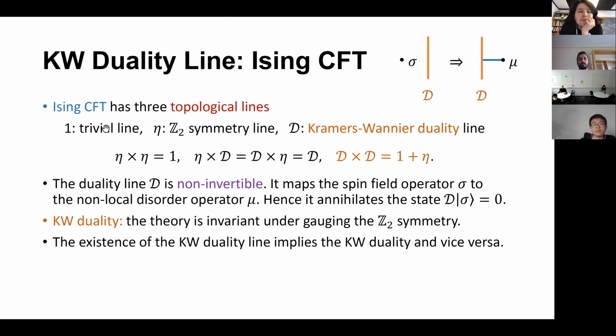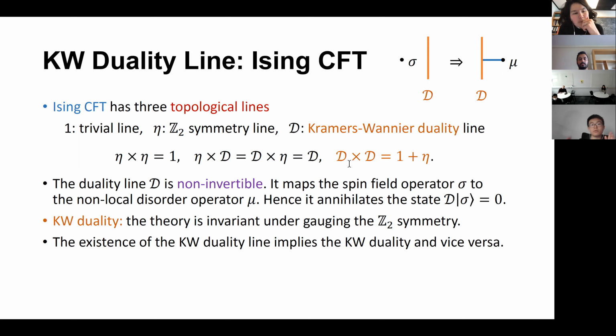So Ising CFT has 3 topological lines. It has the trivial line, and it has the Z2 symmetry line. And the hallmark of a Z2 symmetry line is that if we fuse 2 of them, we'll just get a trivial line. And the third line that exists is the Kramers-Wannier duality line, which I denote by D. So the way this D fuses with other topological lines works is as follows. If we fuse a Z2 symmetry line with a Kramers-Wannier duality line, no matter how we fuse it, we always get the Kramers-Wannier duality line.